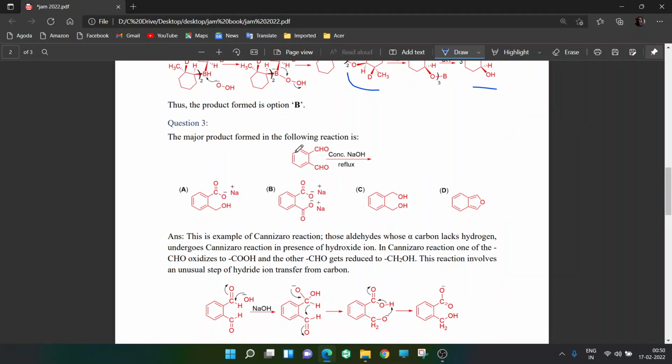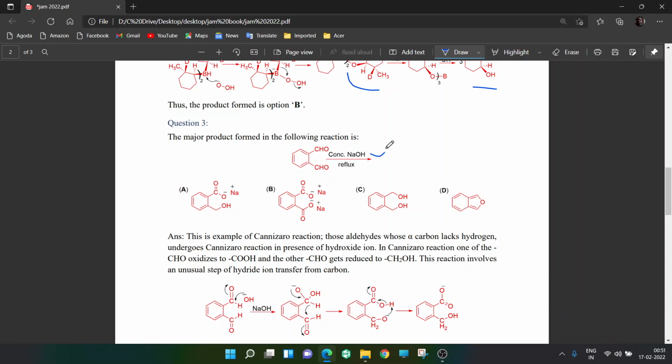Next question. This is a very simple question. Here you have a molecule where the benzene has 2 CHOs next to each other, and you are using concentrated sodium hydroxide and refluxing it. The important thing is that it cannot undergo aldol reaction, because for aldol reaction you need a carbon next to CHO which has hydrogen, that means an alpha hydrogen containing carbon, and that is not there.